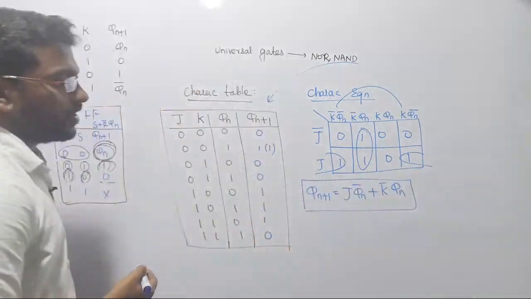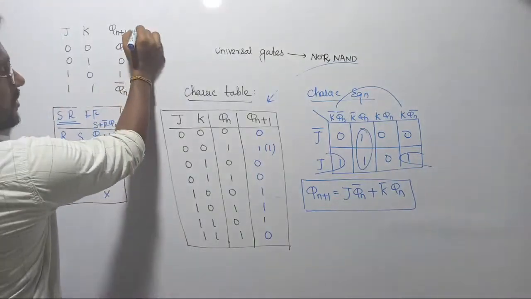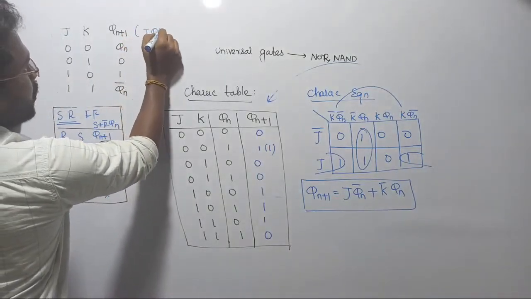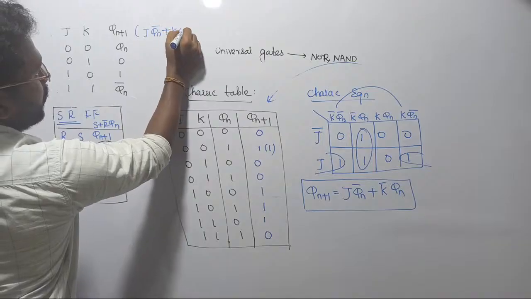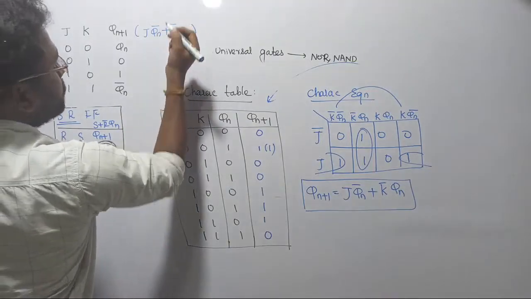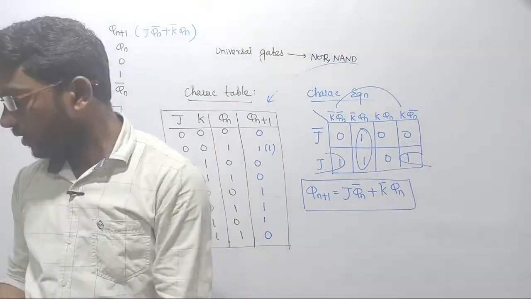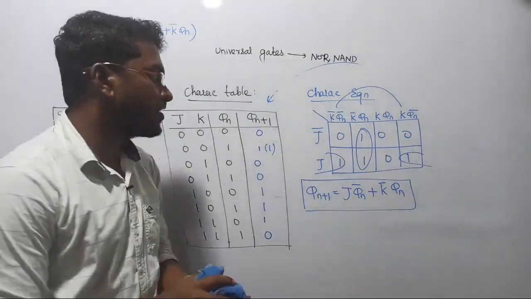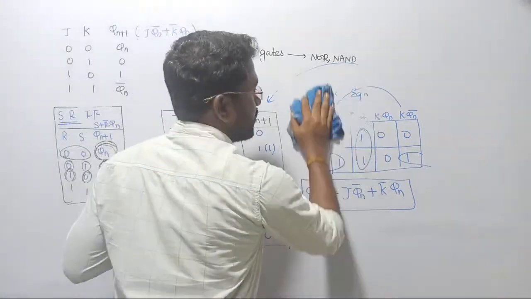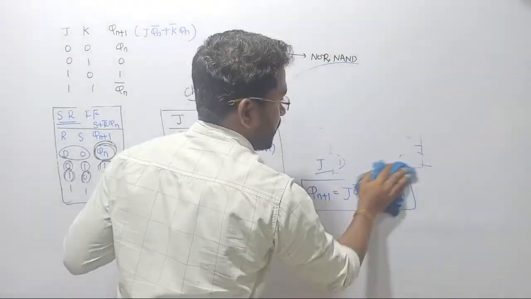That's all. This is the characteristic equation of the JK flip-flop, right? So let me place them somewhere here. So I got J Qn bar plus K bar Qn, right? Yeah, that is the characteristic equation of the JK flip-flop. So what is our next task? From the characteristic table we have to design the excitation table, right?